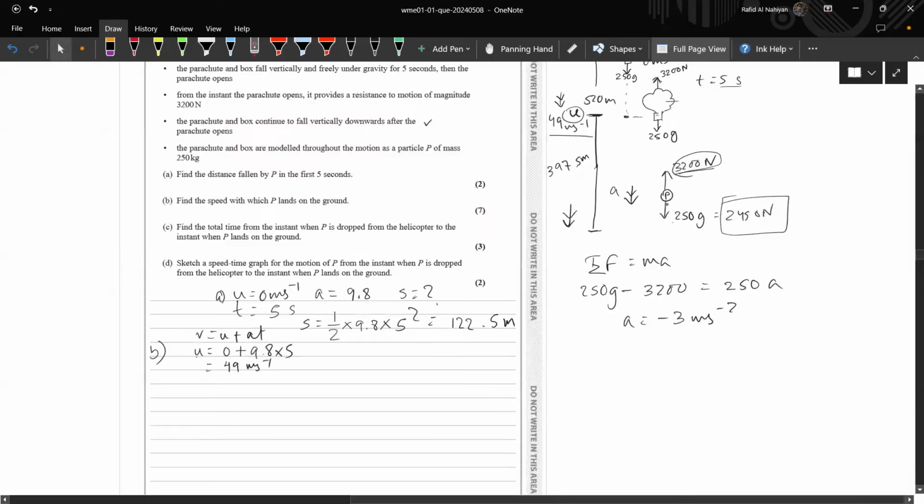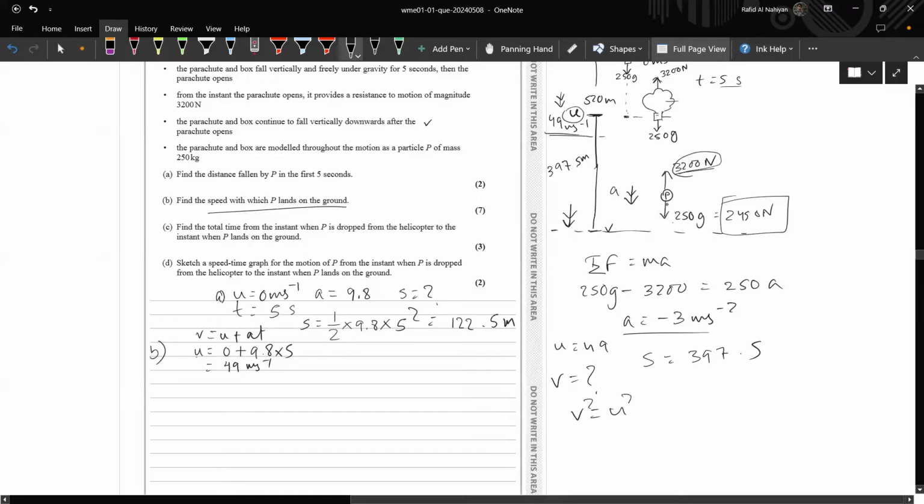So what I did was, I now know the initial velocity at this point, the point where the parachute opened, and that is 49, and I know the acceleration. I just have to find out the velocity, right? The speed with which P lands on the ground. So the velocity right here, so this is the ground. And I do know the distance, right? The distance was 397.5. So I can find this out with this formula, v squared equals u squared plus 2as. So the final velocity would be root over u squared, u is 49 squared, plus 2 times minus 3 times s. s is 397.5, all right?